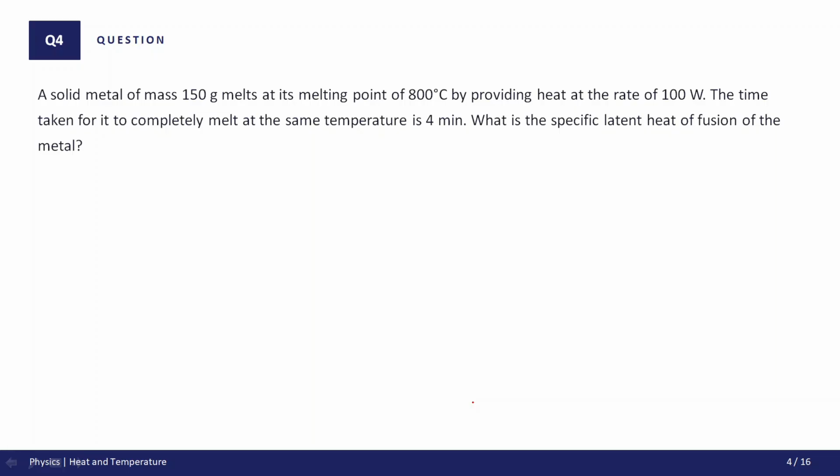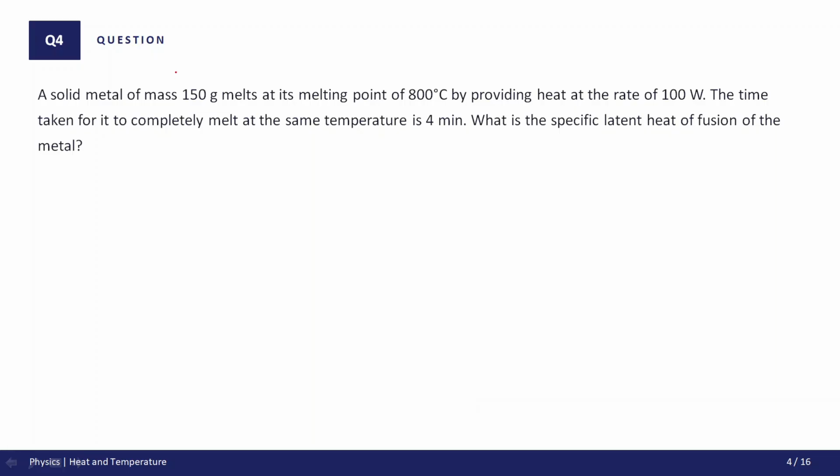Fourth one. A solid metal of mass 150 gram melts at its melting point of 800 degrees Celsius by providing heat at the rate of 100 watt. The time taken for it to completely melt at the same temperature is 4 minutes. What is the specific latent heat of fusion of the metal?